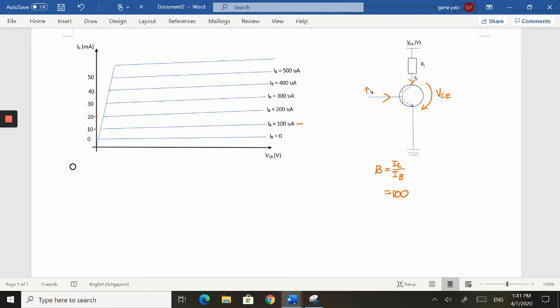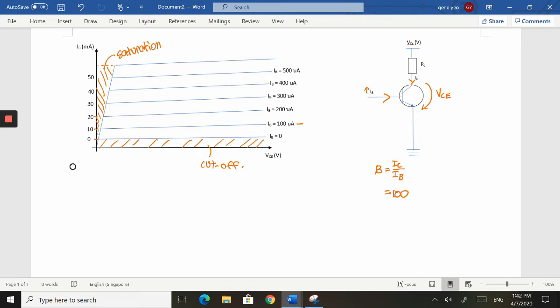Next, you'll notice that if I do not have an IB, if I do not have a base current, I will not have a collector current. And anything below that is 0. So we call this the cut-off region. This is your cut-off region. And you'll notice that this area also does not affect anything. This is my saturation region.